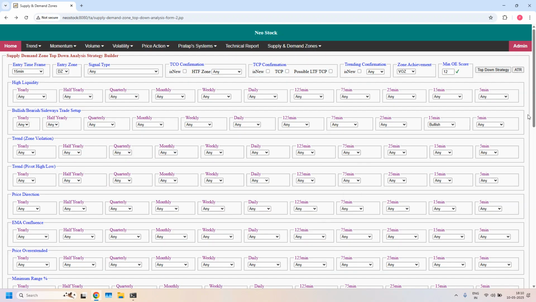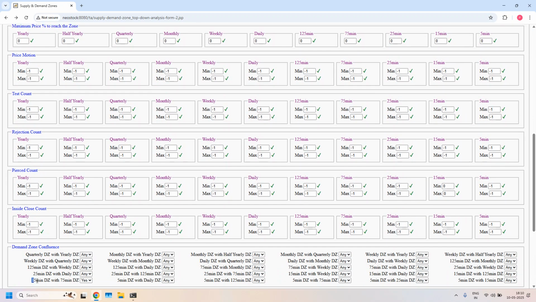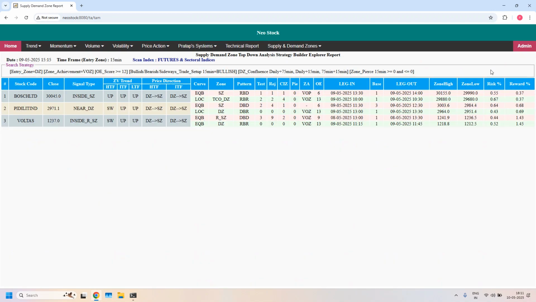Remove EMA filter. In the demand zone confluence, three filters we have to set. First filter is already enabled. Next 15 minutes and daily demand zone confluence, 75 minutes and daily demand zone confluence. With all the three filters, we got three stocks. That means in all the three stocks, these 15 minutes demand zones are overlapped with 75 minutes demand zone. Both together again overlapped with daily demand zone. And daily trend is up in only one stock.